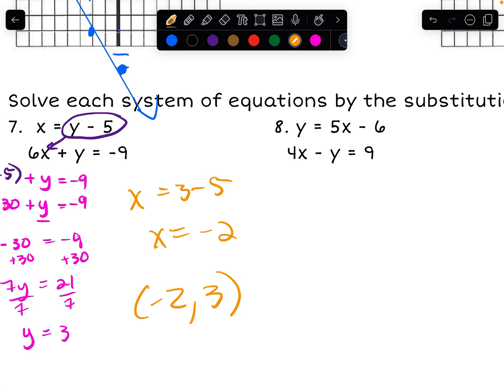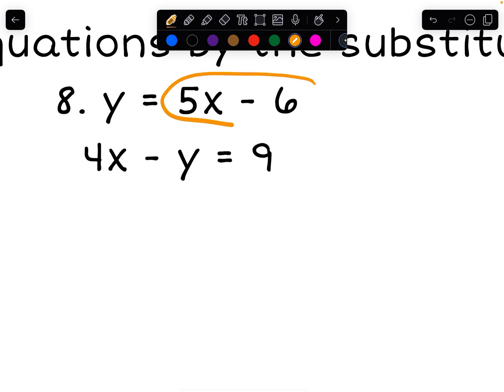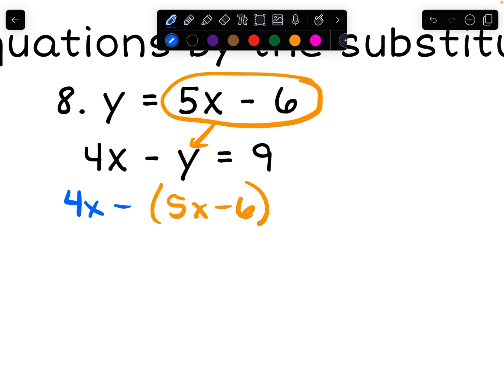Okay, so we're doing substitution on this one. We're going to take this right here and plug it in for this y right here. So I'm going to take 4x minus, and remember that you need to put this in parentheses because you're going to need to multiply it by that negative. So 4x, and there are some of you that need to see that that's a -1 right there. That's fine. We take this and we multiply it through.